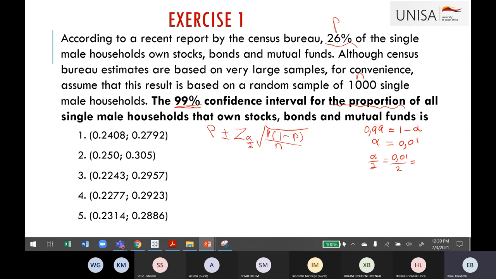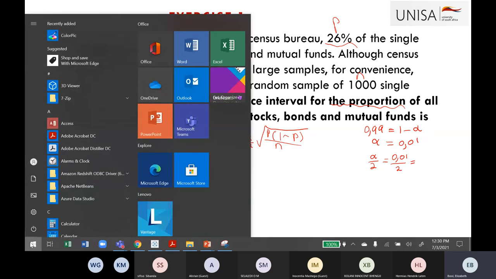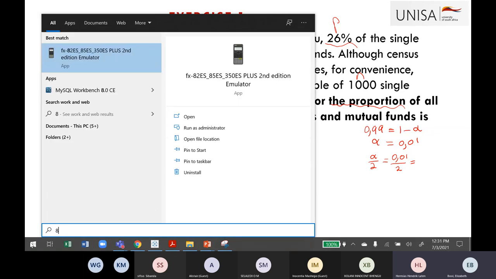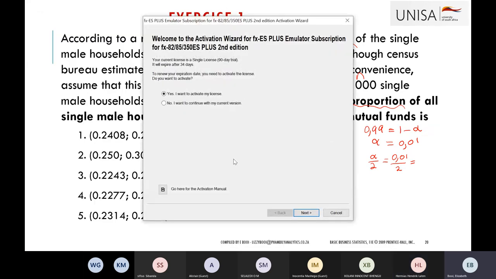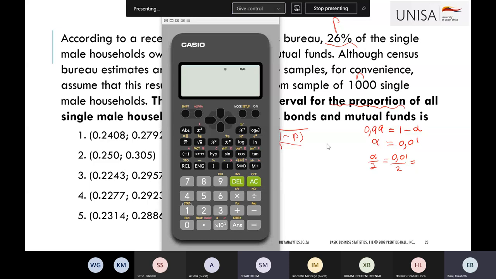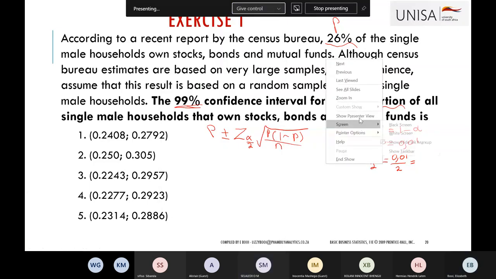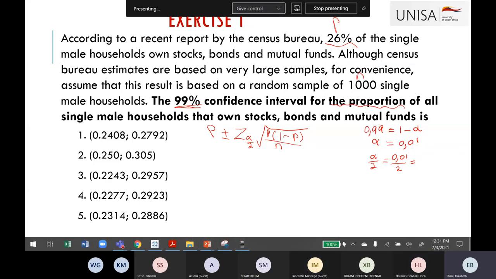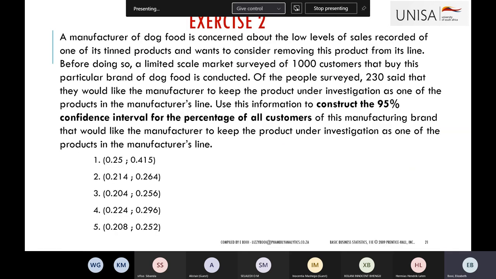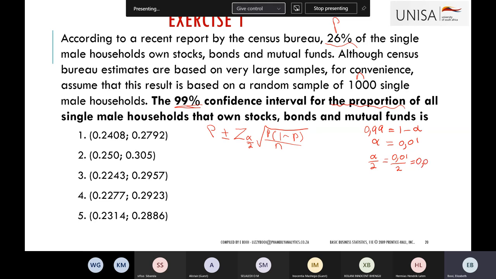let me quickly open my calculator. It will be 0.0025. Okay, thank you. Let me do this. It should be 0.005. Yeah, you're right. Yes. So the answer is 0.005, right? Yes. Okay.